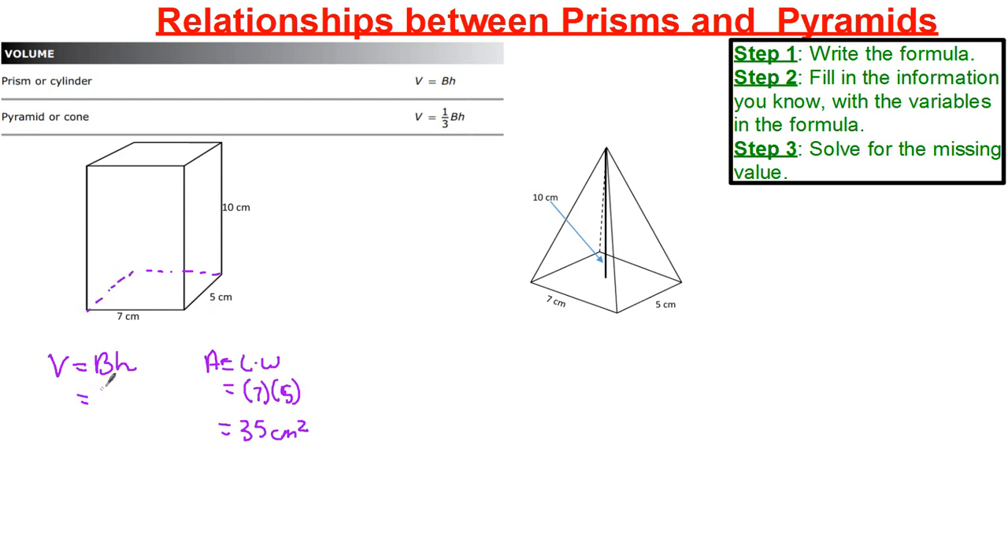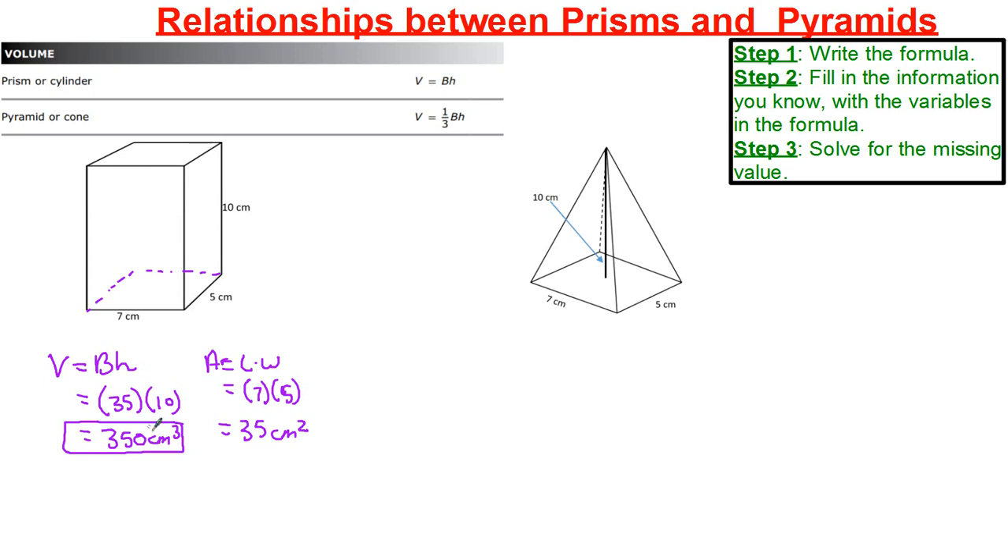Now, we're just going to plug in that base, which is 35, and multiply it by our height, which is 10. So 35 times 10 is 350 centimeters cubed. This would be the volume of this rectangular prism. Now, once again, a pyramid is 1/3 times that amount.